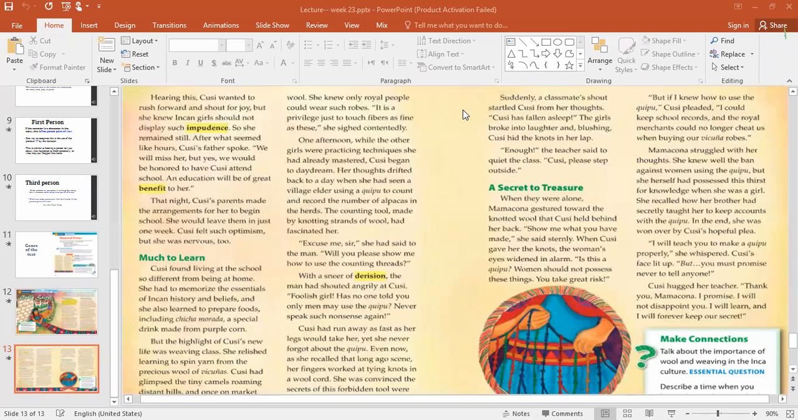After what seemed like hours, Kuzi's father spoke. "Miss, she did all that just to show people that not all the things that boys can do, girls cannot do. Everything boys can do, girls can do." Yes, of course. So Kuzi's father spoke: "We will miss her, but yes, we would be honored to have Kuzi attend school, and education will be of great benefit to her." So her father now changed his mind and believed that education would be of great benefit to her. Continue, Hassan.